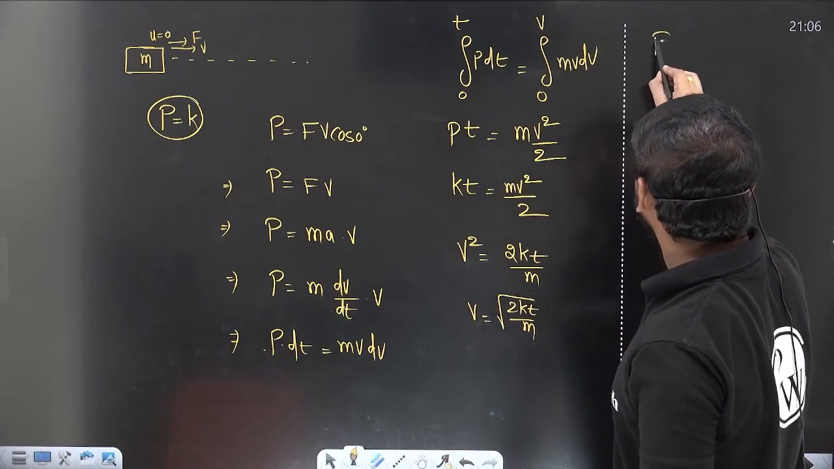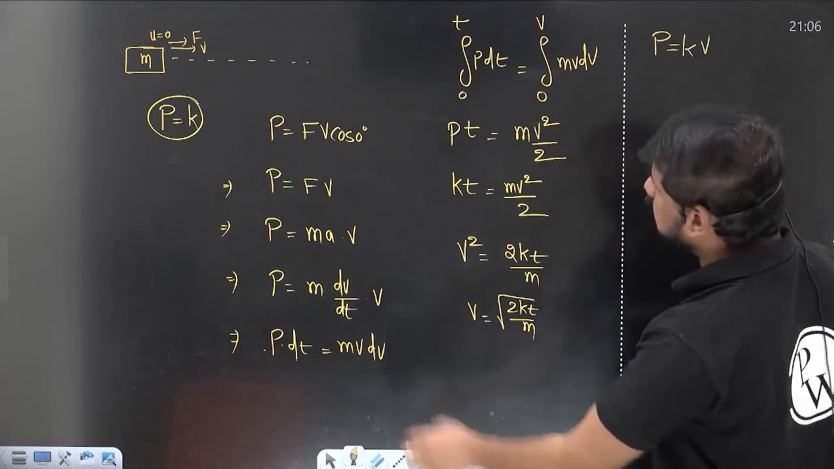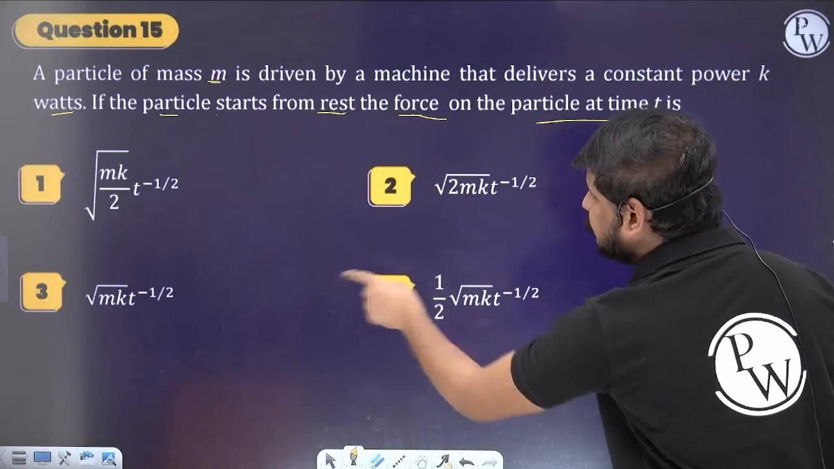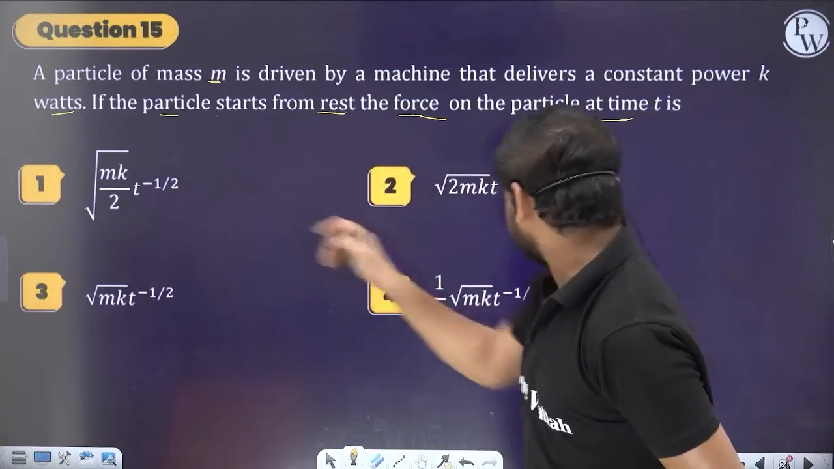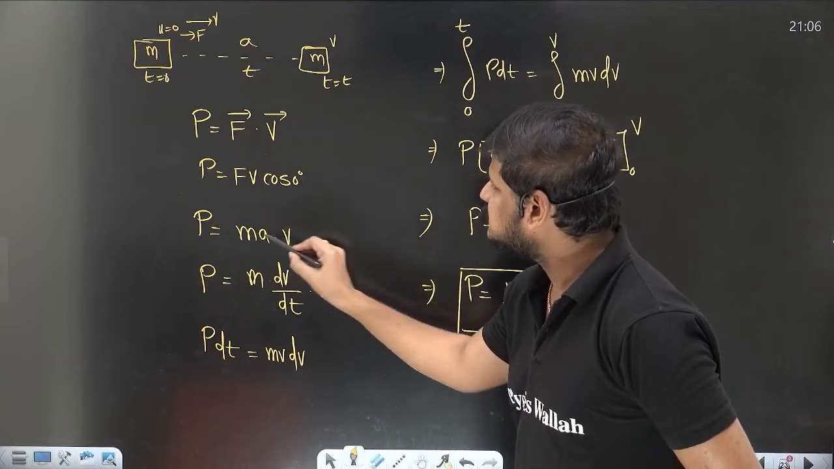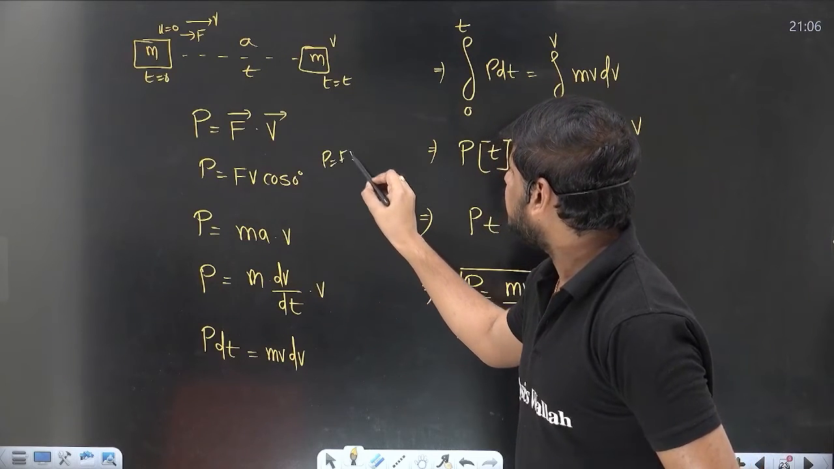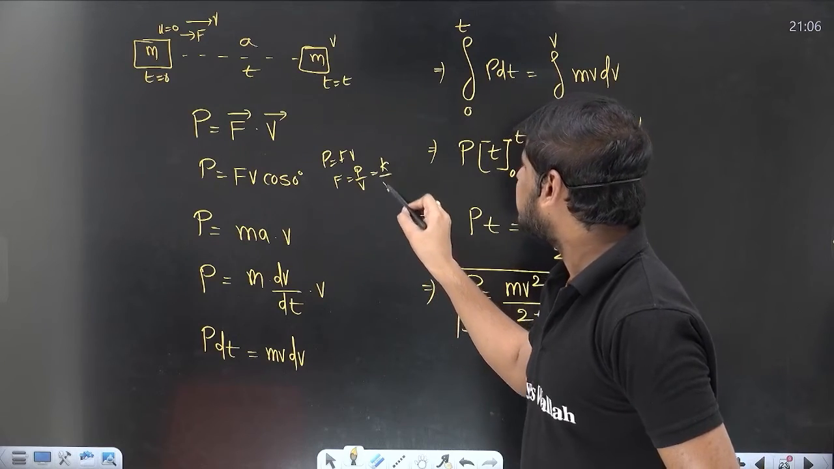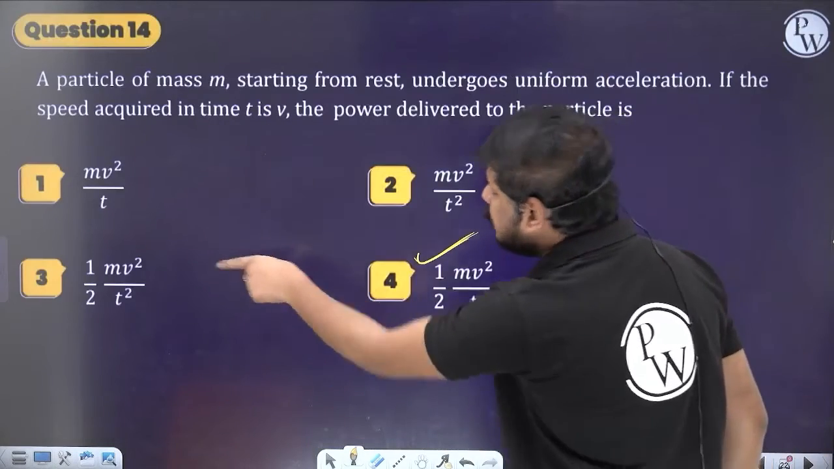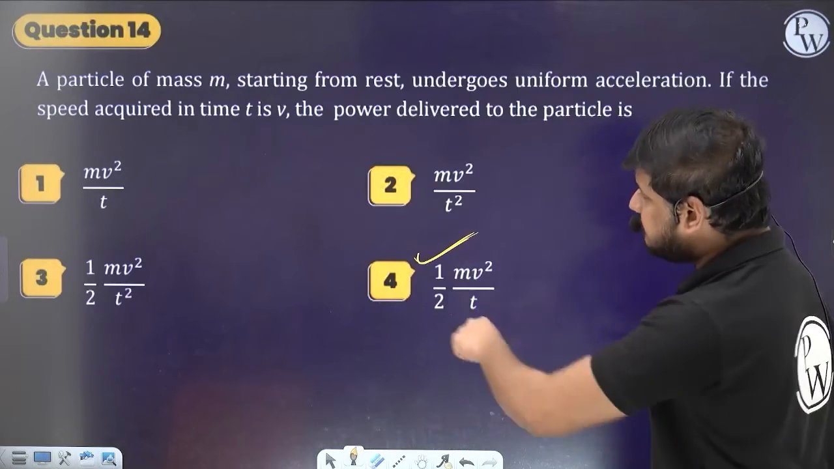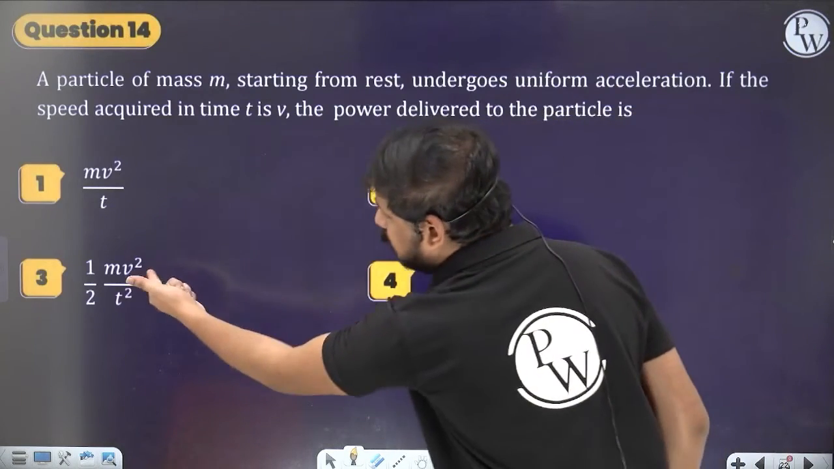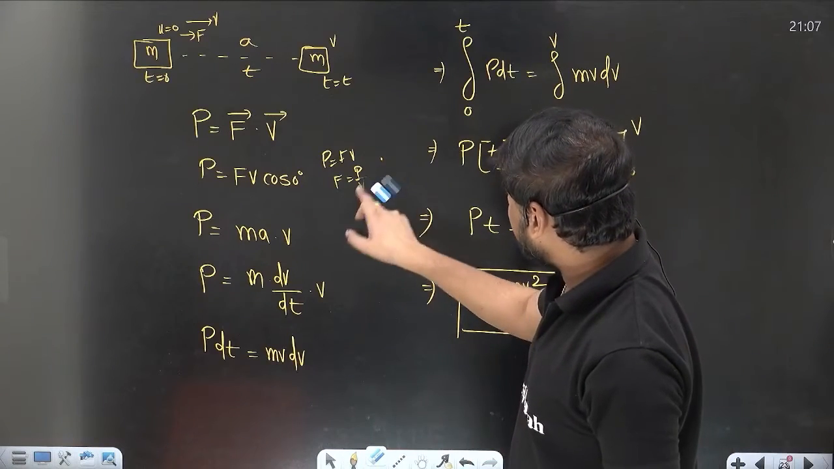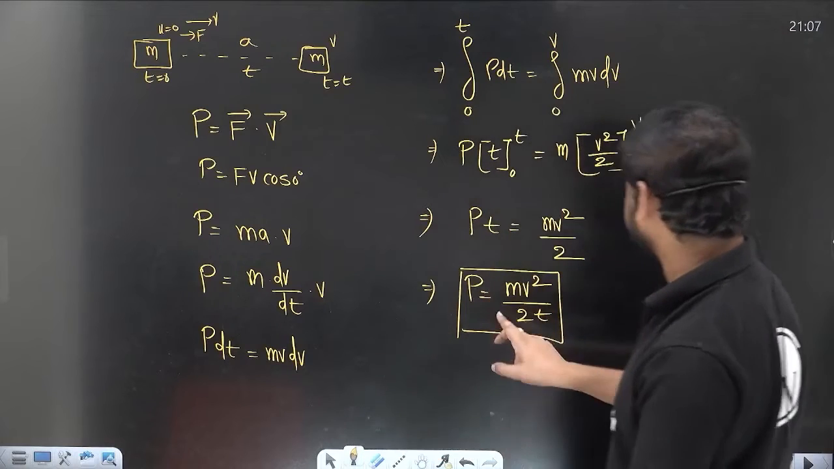I know that P is equal to k, P is equal to Fv. Now I calculated what is the v value, so if you want you can write the answer here itself. P is equal to Fv. If you need force, force is equal to P by v. P means, in the given question, k, so k by v. But the k by v option is not there here. So in terms of mass, velocity, time I required. That's why I am finding the velocity in terms of mass and time.